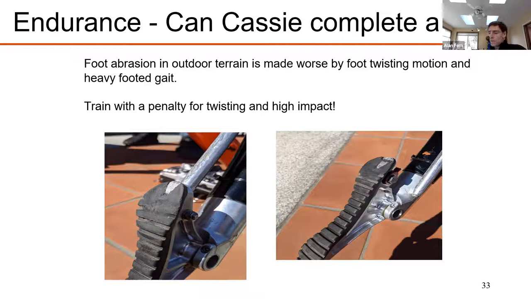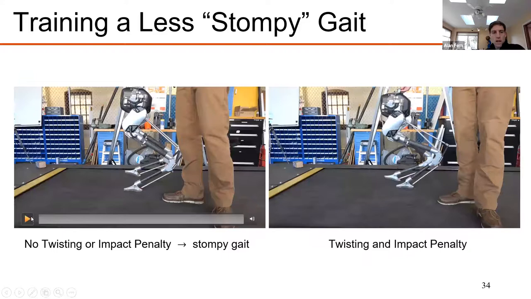When we started practicing and training for this, we noticed right off the bat that there were some problems. Cassie's, we'll say, sneakers get worn through a lot. This is because the policies that were learned had a twisting motion for the feet, and also a fairly high impact. So it's like a runner that has too hard of an impact. We figured we had to fix that before running a 5K. And so what we did is we trained.